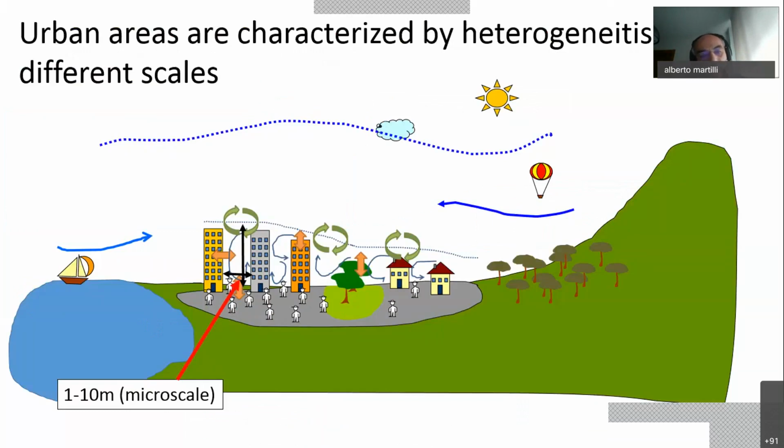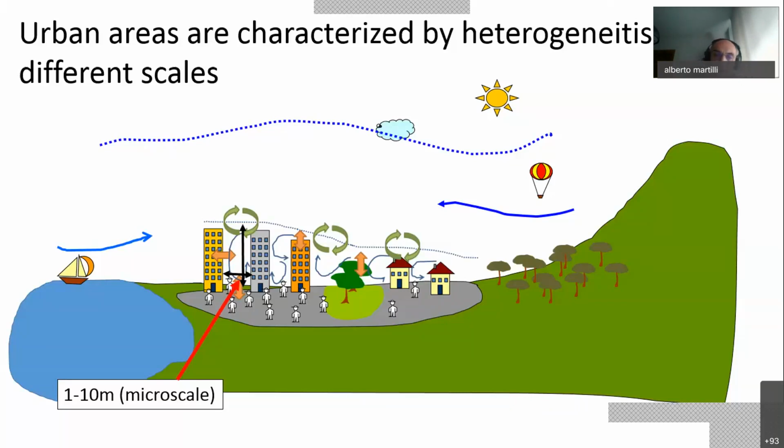So in particular, I want to focus on 2. We have microscale heterogeneity, so the heterogeneity at the scale of the buildings, I would say, 1 to 10 meters. And this generates structures, wakes behind the buildings or eddies in the canyons that are important, I would say, at least up to the blending height.